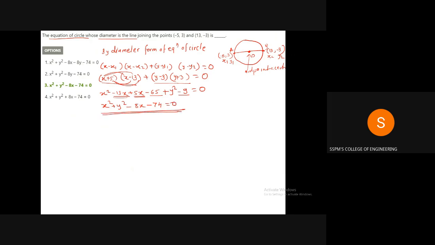So this is the equation of the circle. When the endpoints of a diameter are given, it is easier to use the diameter form. You don't have to find the midpoint, then find the radius, and then use the basic form of the equation of a circle. Instead, you can directly use the diameter form and find the equation of the circle.